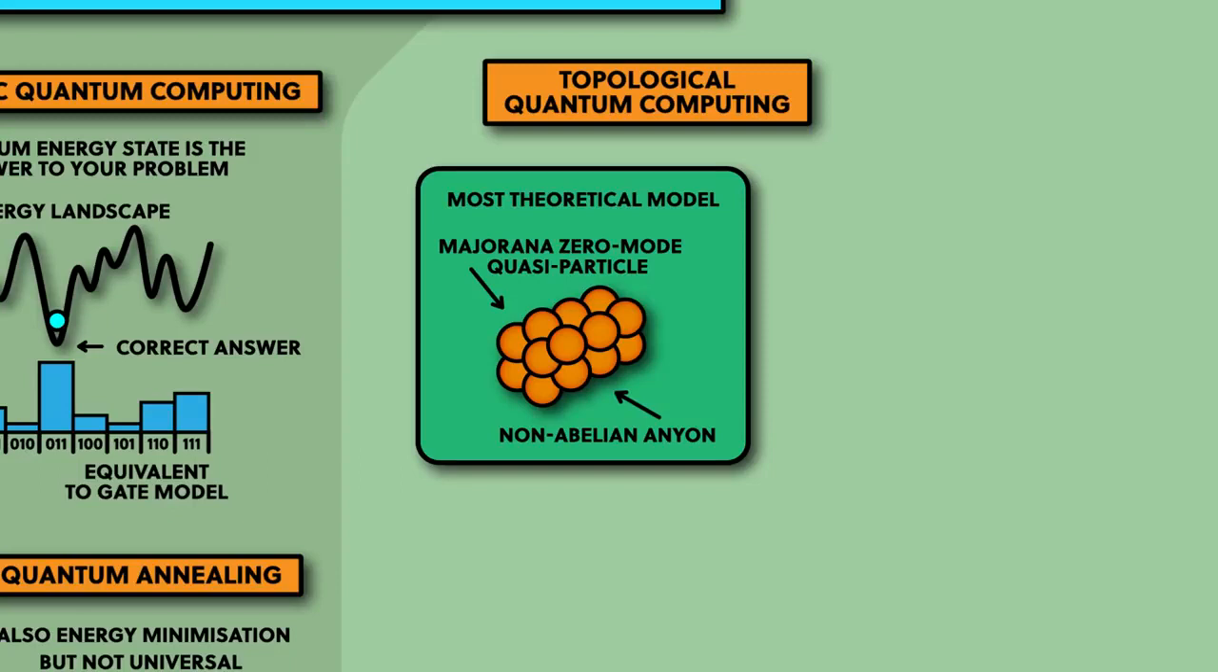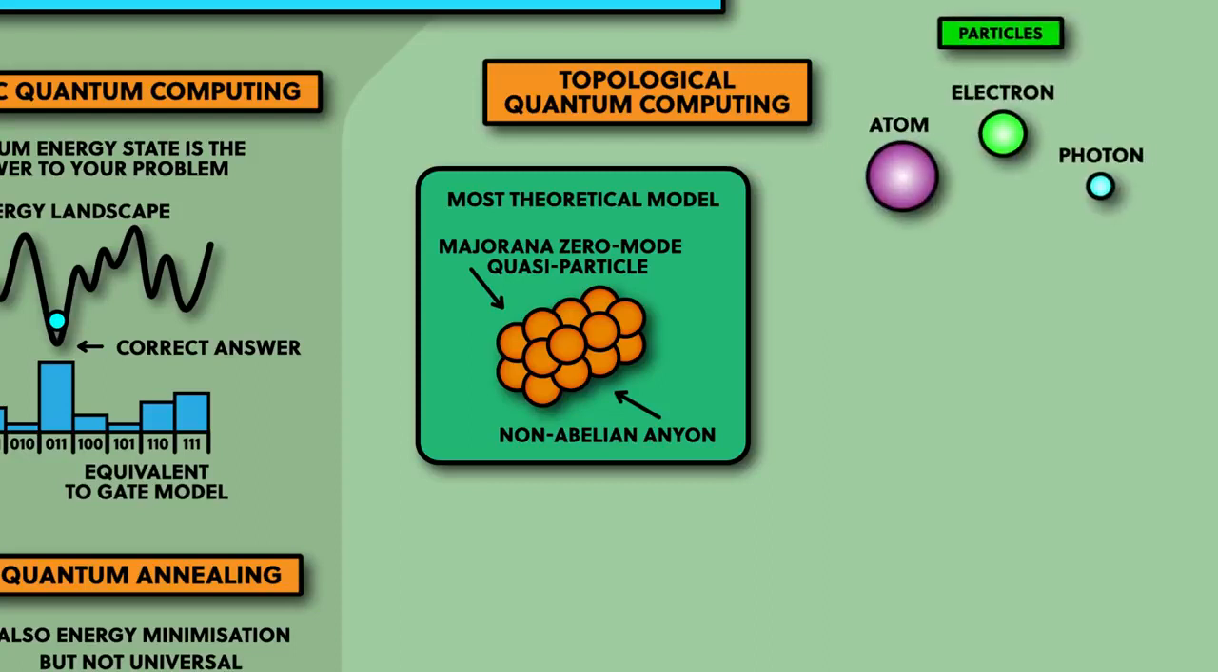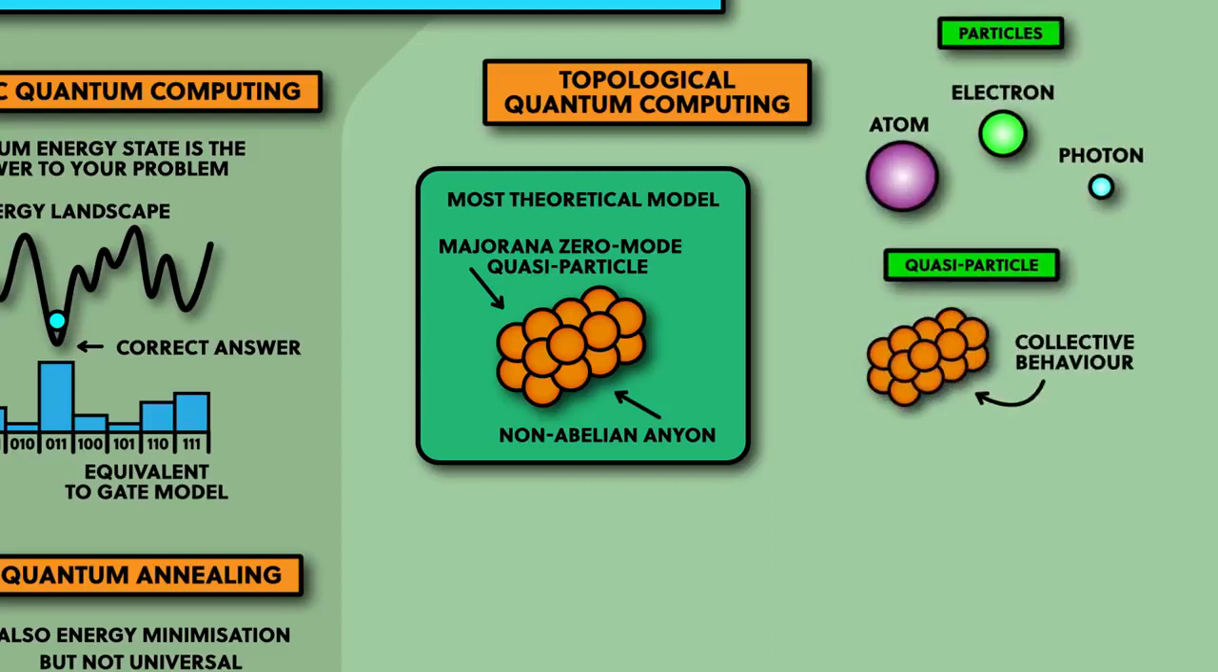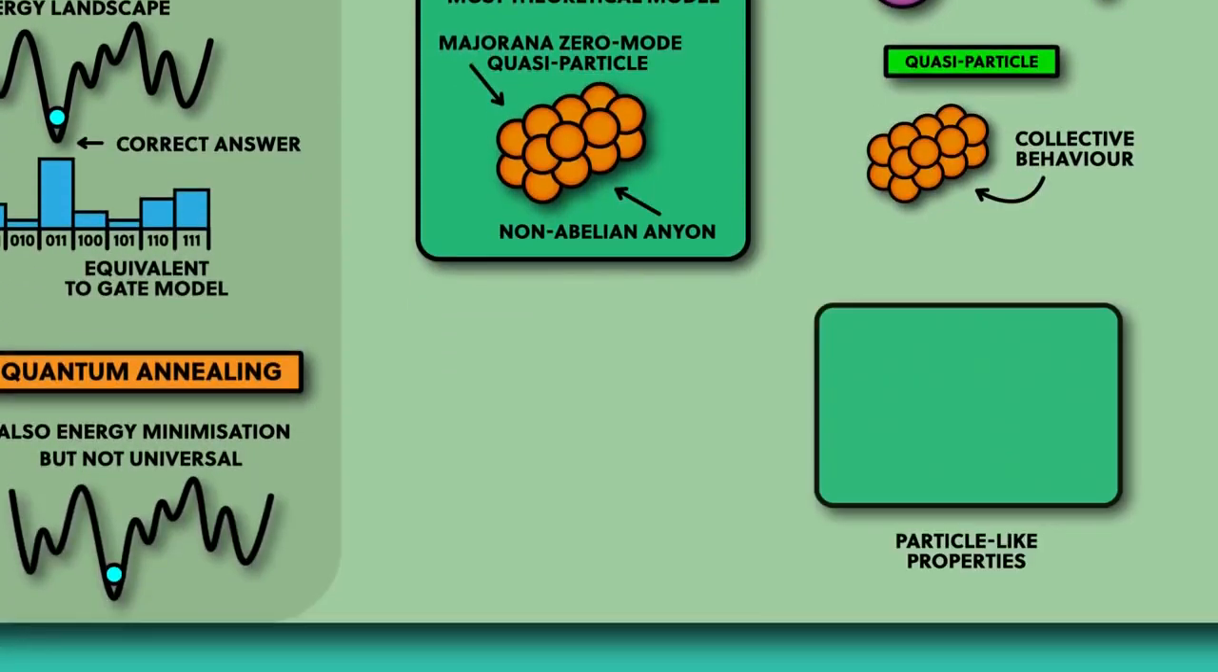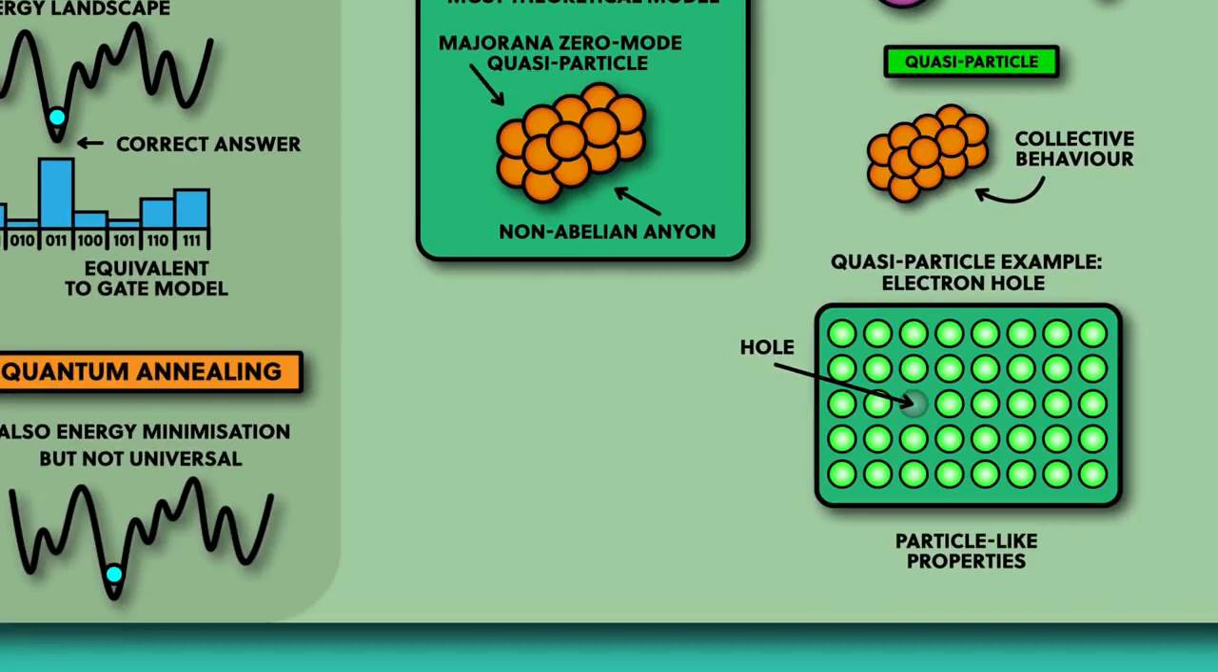Quasiparticles aren't fundamental particles like atoms or electrons or photons. Quasiparticles are created from the collected behavior of many particles together, and end up having particle-like properties despite not being actually real. The clearest example of this is an electron hole. If you have a grid of electrons with a gap in the middle, as the electrons fill in the gap, it looks like this hole moves in the opposite direction. This hole isn't real, it's just a hole, but you can treat it like a particle with particle-like properties.